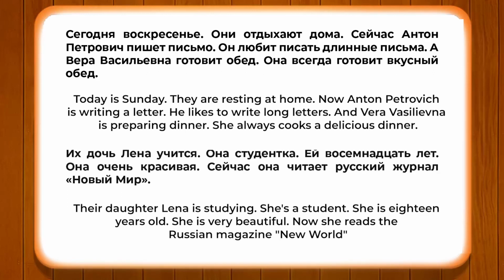Now the next line is их. Их means Anton Petrovich and Vera Vasilievna. Их дочь, the daughter. Дочь. Лена учится, the daughter studies. Она студентка, she is a student. Ей 18 лет, she is 18 years old. Она очень красивая, she is very beautiful. Сейчас она читает русский журнал «Новый мир». Right now she is reading the Russian journal called Novy Mir.